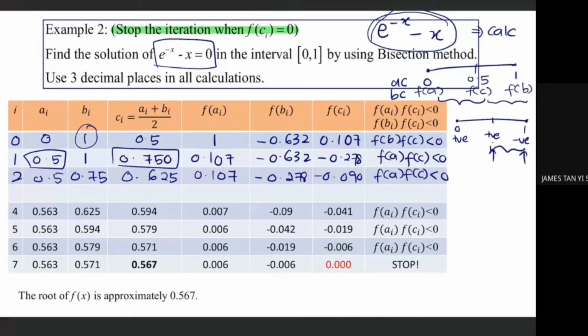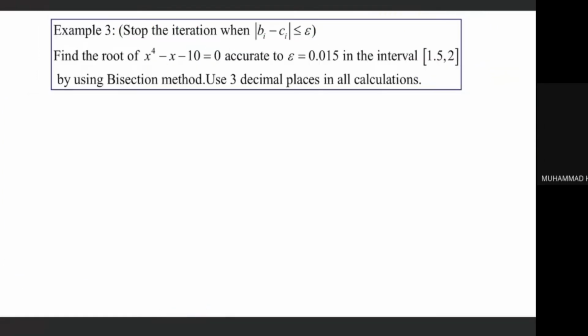Proceed until your FC equals 0. When it equals 0, then stop the iteration. So the value of C will be the root, the answer or the solution. So the root of f(x) is approximately 0.567.